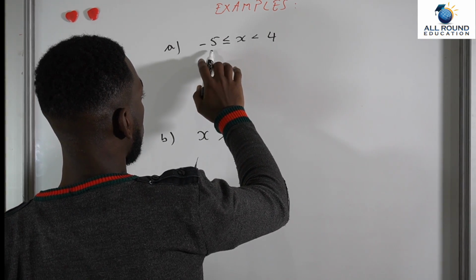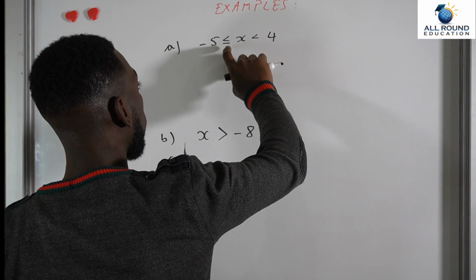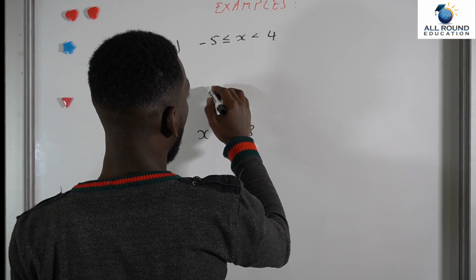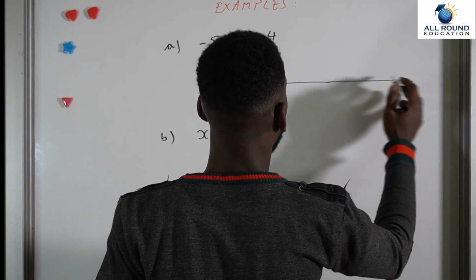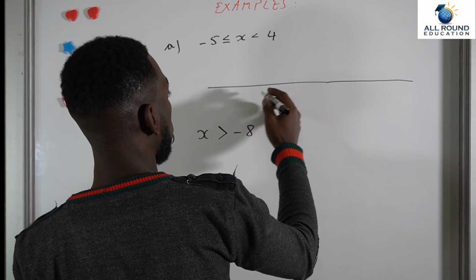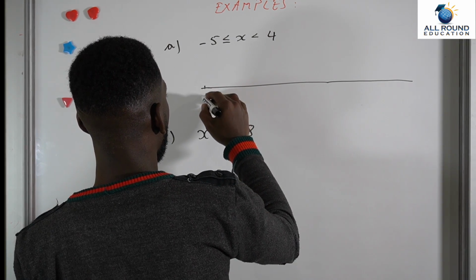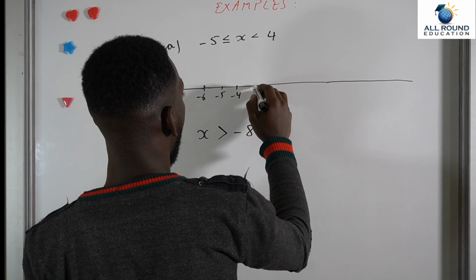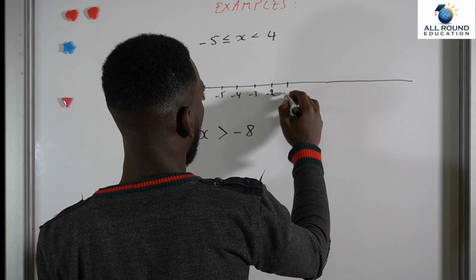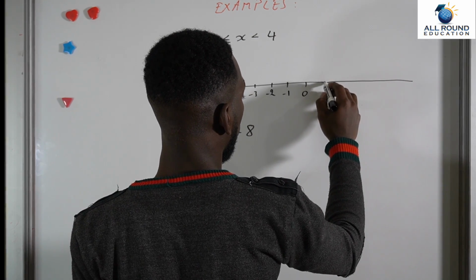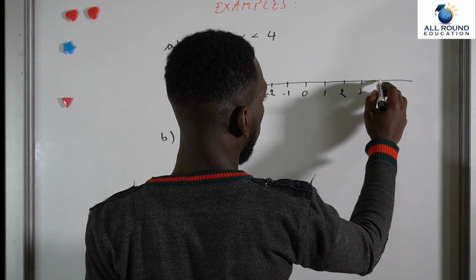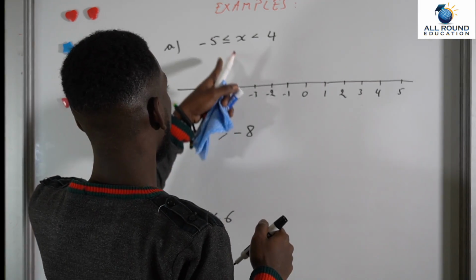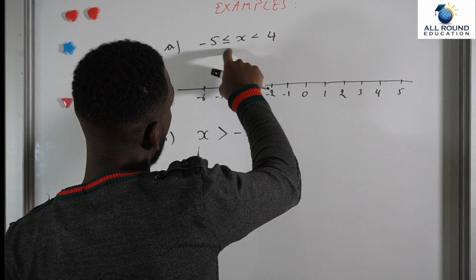The first step is to understand that -5 is less than or equal to x. Let's have a number line first. Let's have -6, -5, -4, -3, -2, -1, 0, 1, 2, 3, 4, and 5. The first one is -5, so -5 is here, less than or equal to.